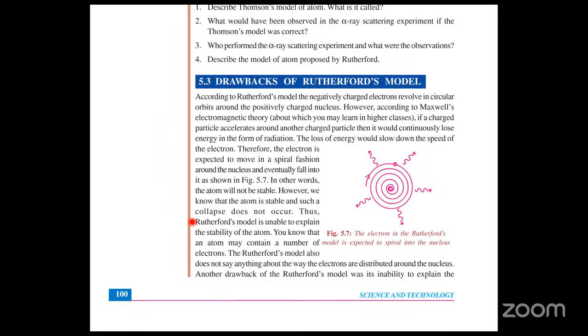Rutherford's model is unable to explain the... You know that an atom may contain a number of electrons. The Rutherford model also does not say anything about the way the electrons are distributed around the nucleus. Another drawback of the Rutherford model. So basically, we have three drawbacks right now.